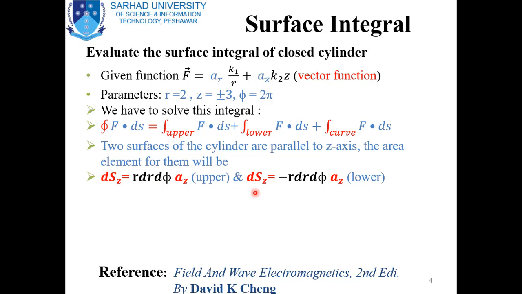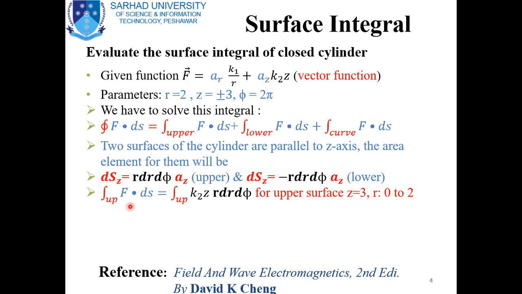We have another surface, which is the lower surface of the cylinder, and this is equal to ds z, and the magnitude is r dr d phi, and the direction of this surface is now parallel to minus z axis, so we put a negative sign with the magnitude. And by taking the dot product of these surfaces, or for the up surface, with the given function, we will have k2 z r dr d phi.